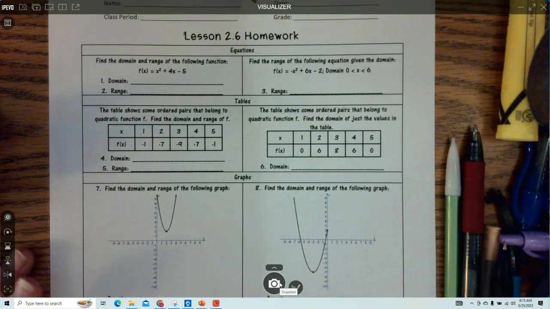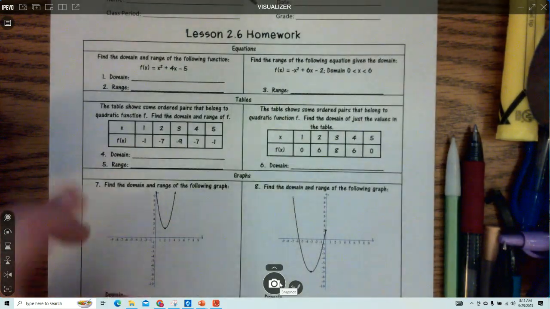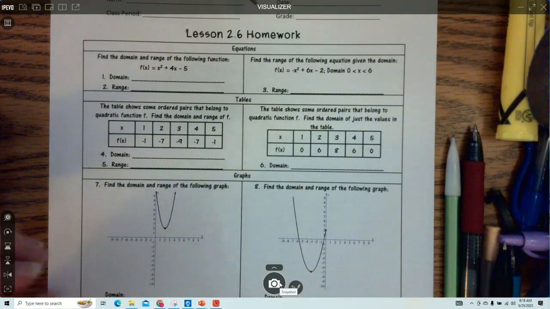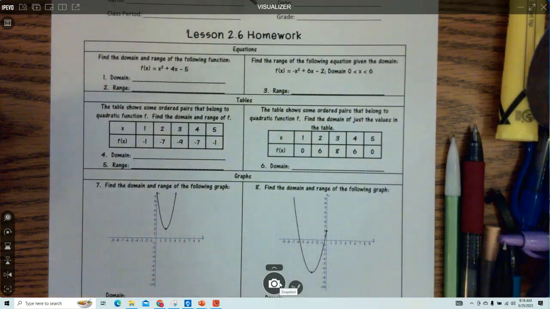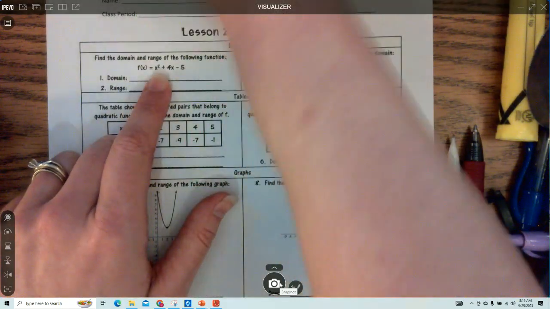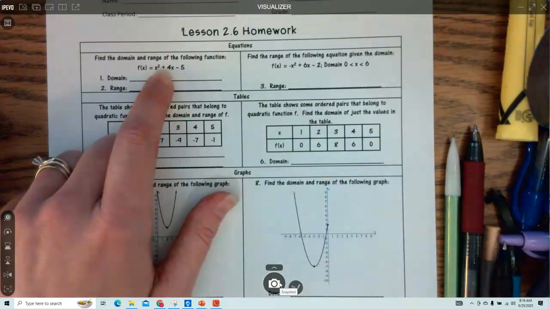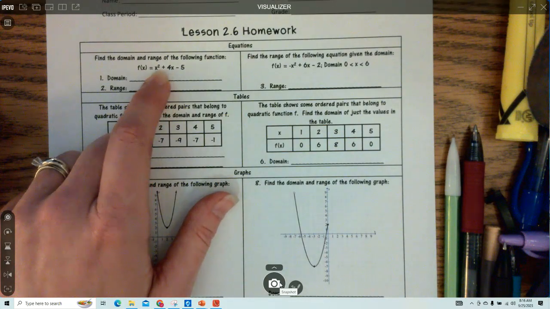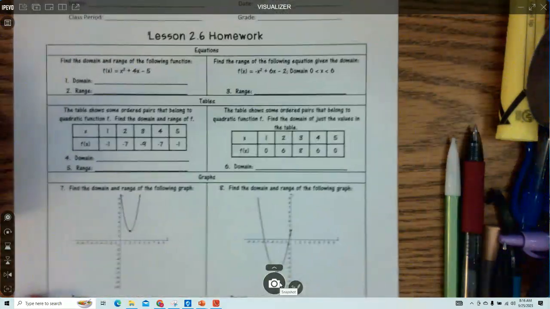All right, this video is for the lesson 2.6 homework. We're still doing domain and range. Today, though, we're looking at quadratics, all quadratics, okay? So Friday was linears, straight lines. You can tell it's a quadratic because one of the x's is going to have an exponent of 2 on it. If you see an exponent of 2, you're probably looking at a quadratic.